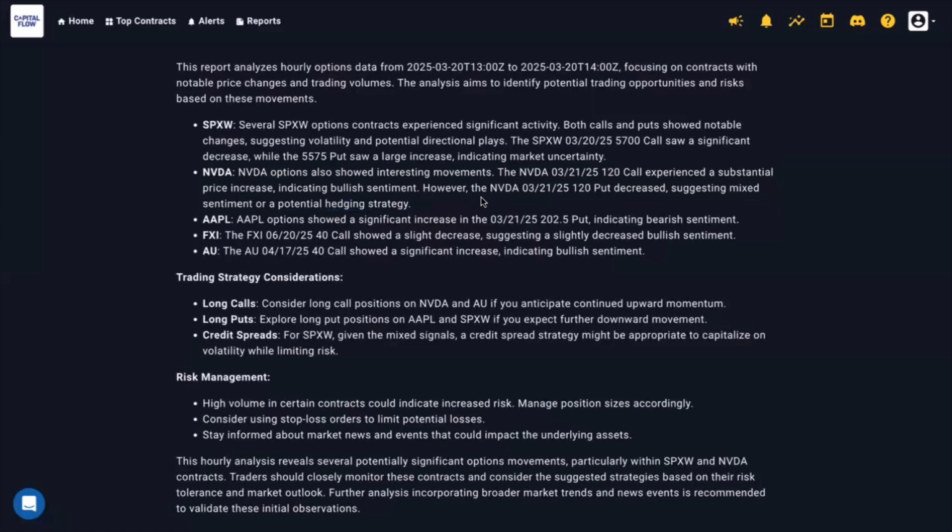I saw that Nvidia 120 calls specifically were being bought up by big money traders. Well, I shouldn't say I saw it. I should say the AI saw it, and I saw that the AI told me, right? So that's why I was interested in Nvidia, right? Again, it also talked about Apple puts, FXI is something that it caught, right? And AU as well. And pretty much all of these played out, but the only one that I was really interested in was that Nvidia.